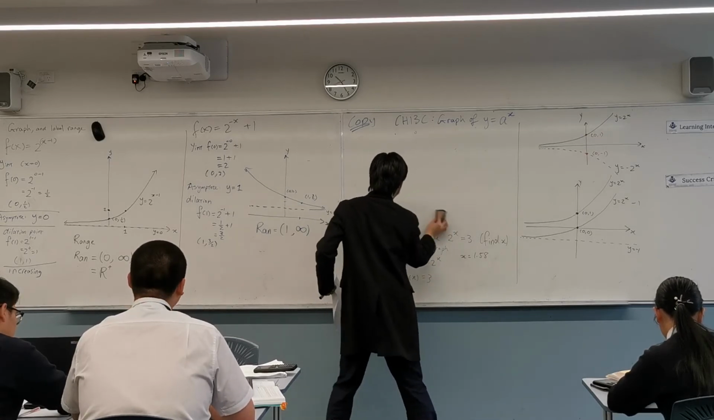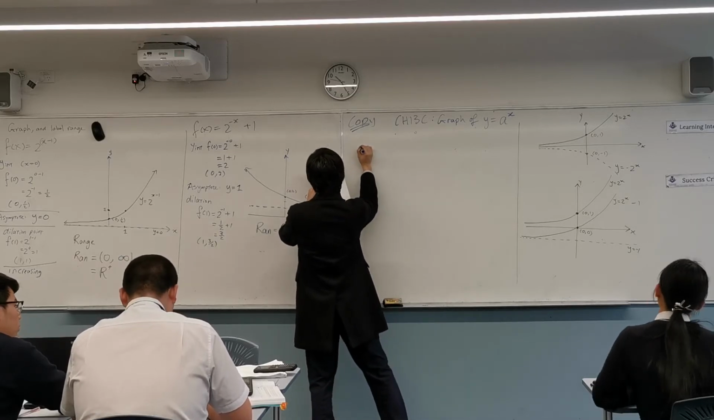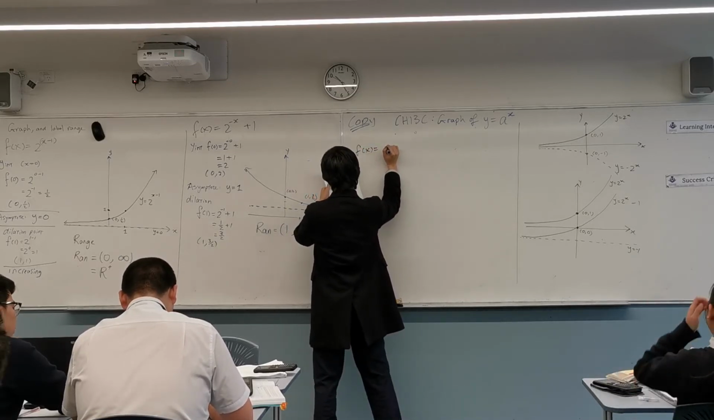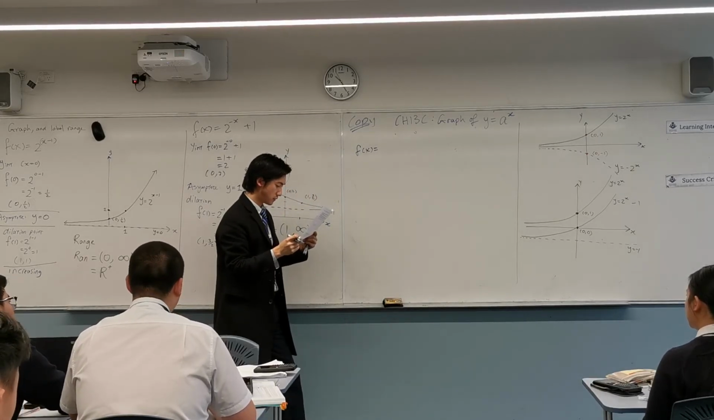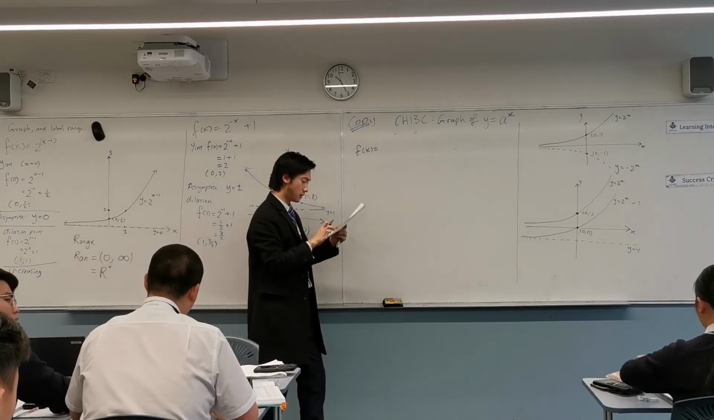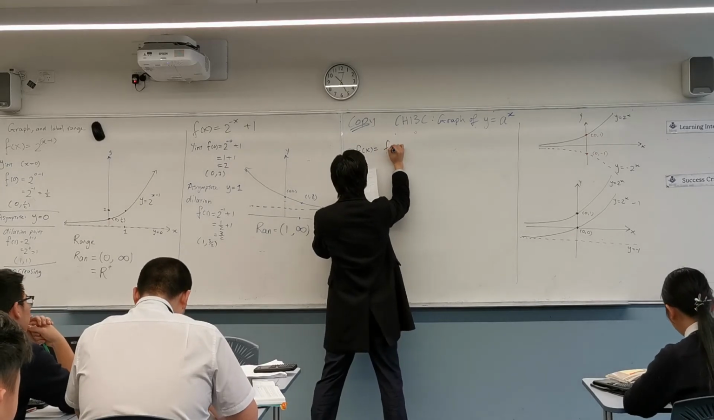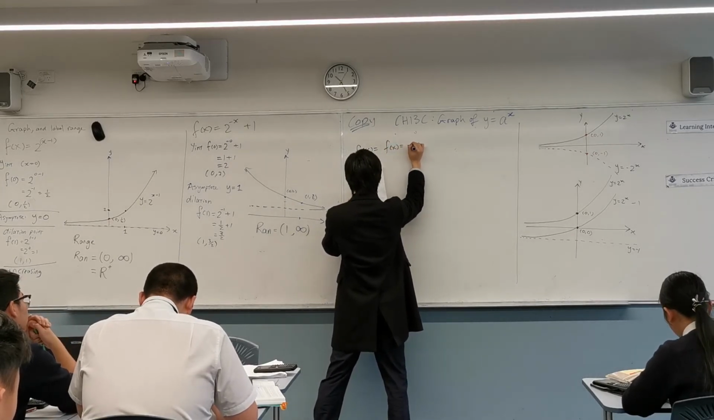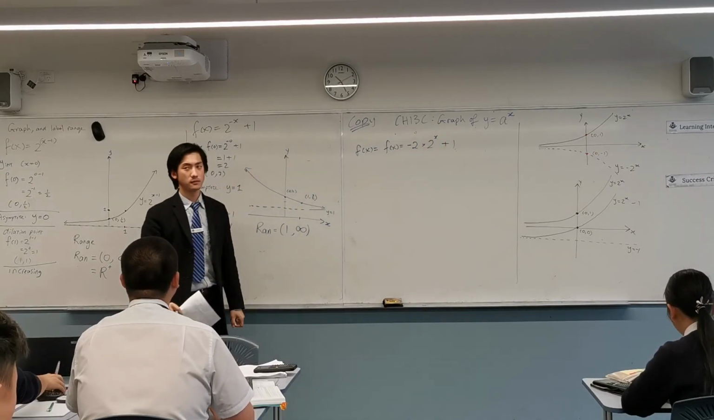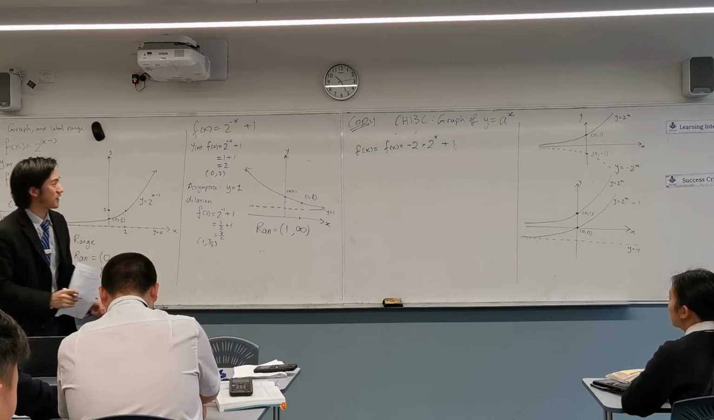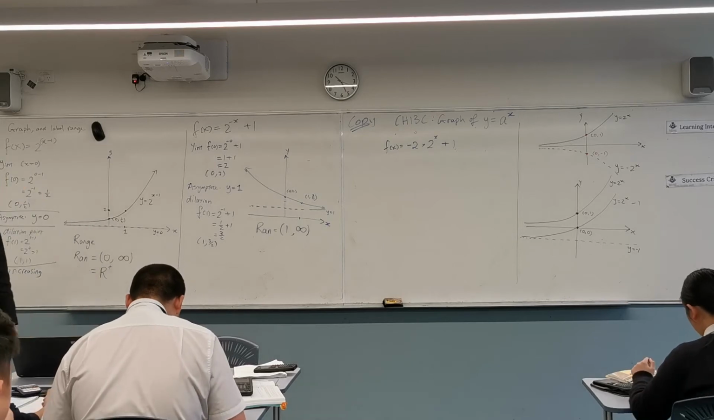Last few. We've got f of x is equal to, let me decide if I want to skip this one. Yeah, skip this one. I'll do this. So we've got f of x is equal to negative 2 times 2 to the x plus 1. Okay, sorry. There you go. So we've got negative 2 times 2 to the x plus 1.